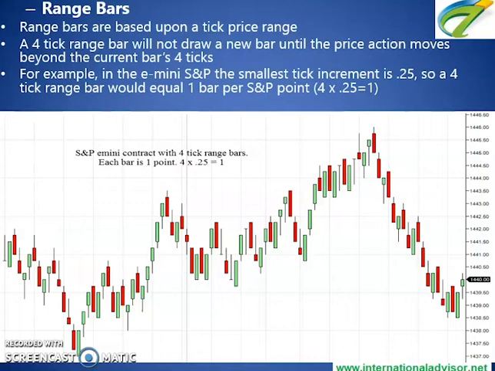Range bars are based upon a tick price range. For example, a 4-tick range bar will not draw a new bar until the price action moves beyond the current bar's 4 ticks. In the E-mini S&P, the smallest tick increment is 25 cents, so a 4-tick range bar would equal 1 bar per S&P point. 4 ticks of 25 cents makes 1 full point. So if we set it to 1, it means whenever the S&P moves 1 point above the previous price or below the previous price, a new bar will be generated. If it's above, it will be a bullish, green colored bar. If it's below, then it will be bearish or red.